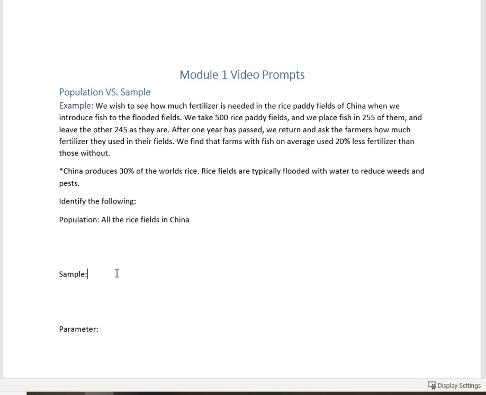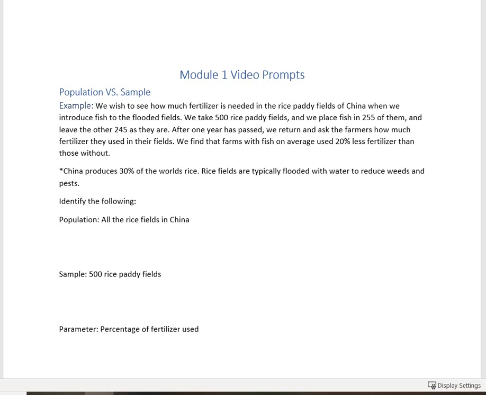Now, the sample, remember, the sample is the smaller picture, the thing that we actually got data on. So, the sample would be the 500 rice paddy fields that we actually looked at. Now, the parameter is the thing of the population that we wanted to look at. So the parameter would be the percentage of fertilizer used.